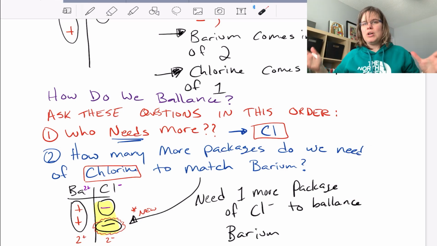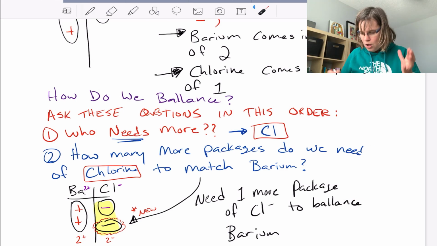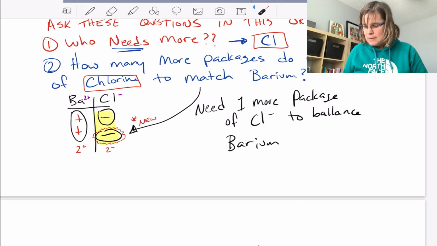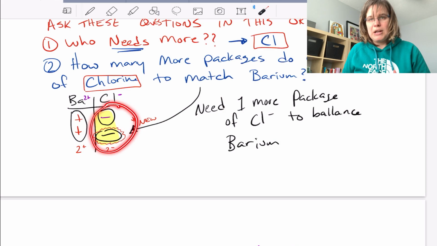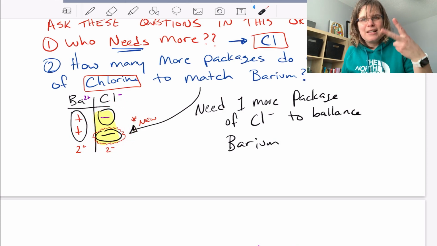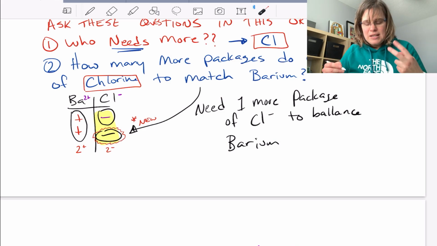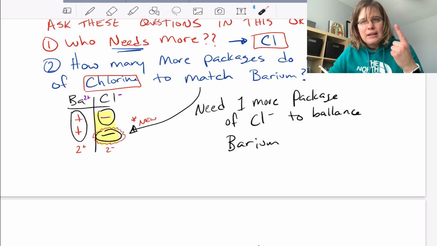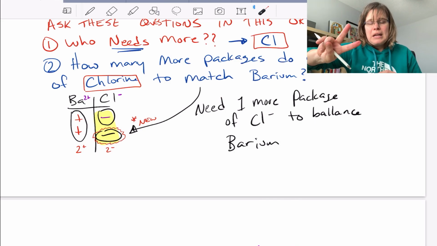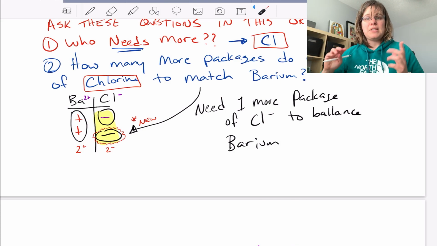But that's not how you look at it. You need to say, how many altogether do I need? And so that's an important statement that I use. Because here, if you look on my chart, once you buy 1 more package of chlorine, you get to 2 packages. But the thing is that chlorine has only 1 negative. And so basically, altogether, you need to buy 2 chlorines to make 1 barium. Does that make sense?